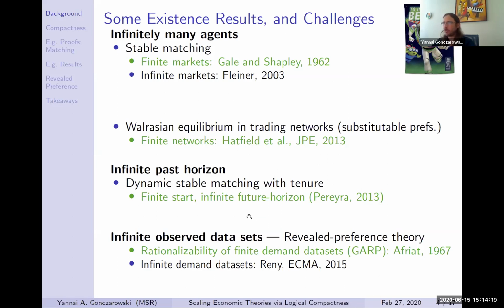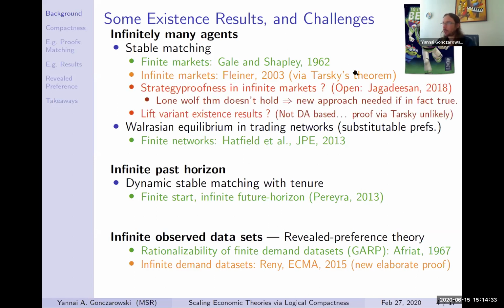So both of these are beautiful results. The first is proven via Tarski's theorem. The second one is proven via a new, completely different elaborate proof. So they're not generalized in the same way. And we also have many open questions. So we know that a stable matching, even a min-optimal stable matching, exists in an infinite matching market. Is the min-optimal stable mechanism strategy proof? We don't know. It's actually been formally stated as an open question.